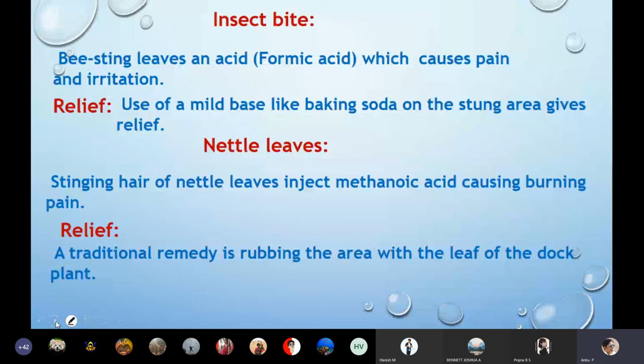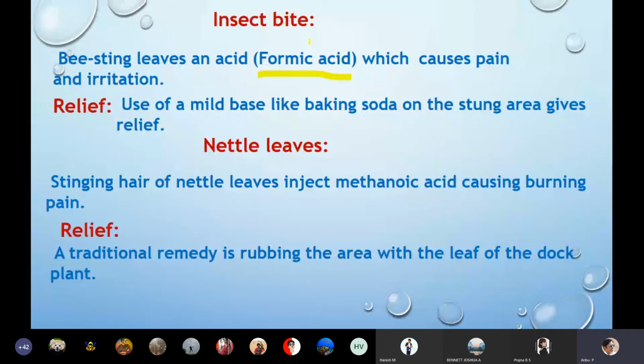Okay, then next we are coming to the fourth application, that is insect bite. So what is happening with an insect bite? When an insect bites us, it releases formic acid. Formic acid is in an ant sting, or it may be a bee, they inject this kind of acid.